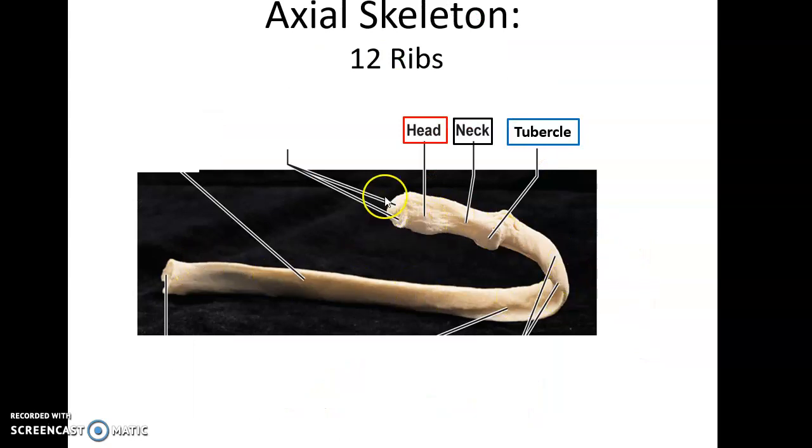Here is a rib. We see on the rib that it has a head, a neck, and a large rough patch called a tubercle. The head and tubercle are where it forms joints with the vertebra.